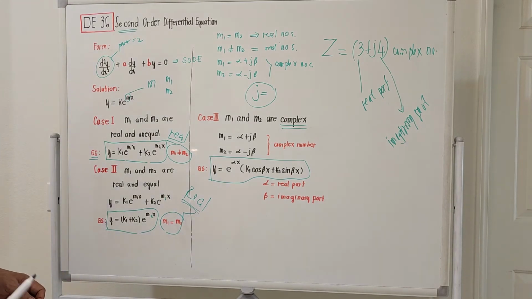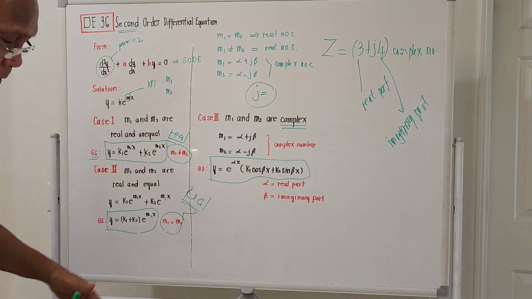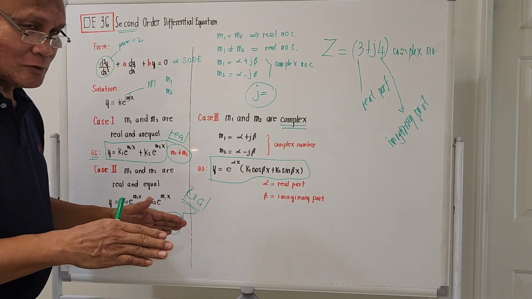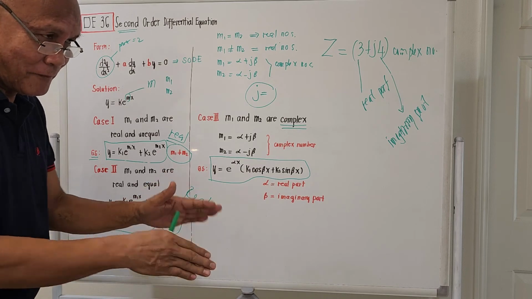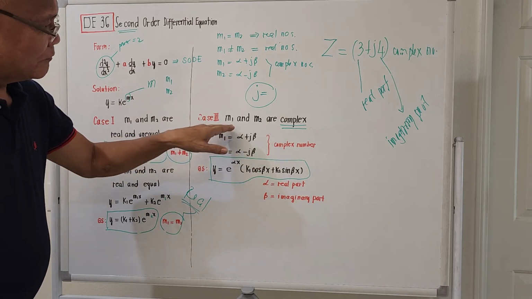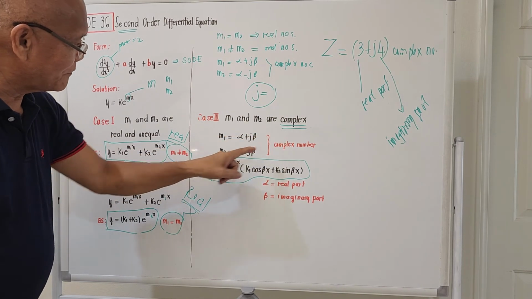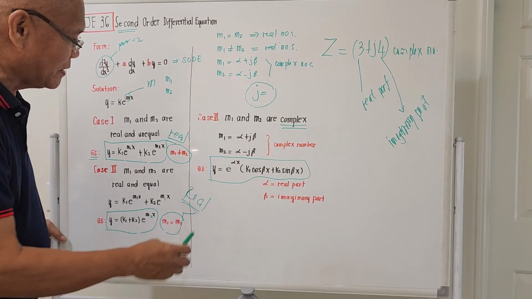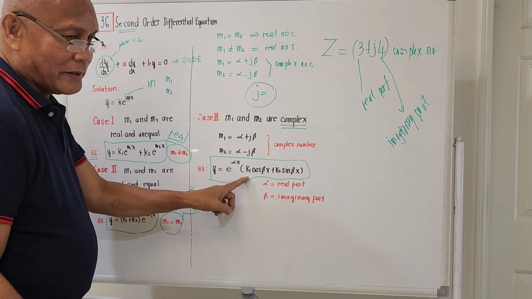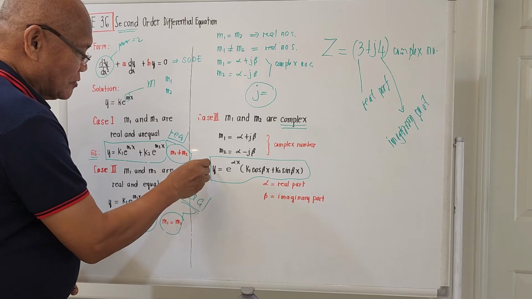These are concepts, guys, on how to solve second order differential equations. I do not have to derive this one, but I could derive it if I would like. So I will just be placing the simplification of the solution. For case number 3, if the values of M1 and M2 are complex, they will be alpha plus j beta and alpha minus j beta. The general solution should be y equal to e raised to alpha x times the quantity k1 cosine of beta x plus k2 sine of beta x. That's the general solution.